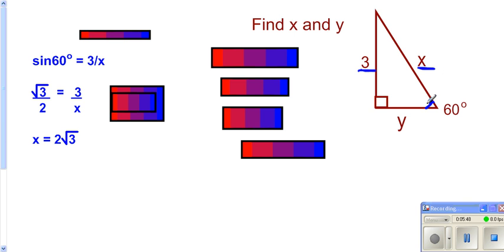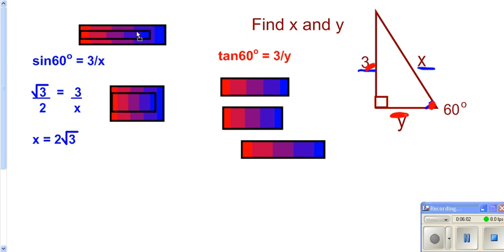Now, we have this side here, and we're trying to find y. Well, that would be opposite and adjacent. So I'm going to go ahead and use tangent. Tangent of 60 degrees is equal to 3 over y. Tangent of 60, from what you're supposed to have memorized, is root 3, which is really a fraction over a fraction.